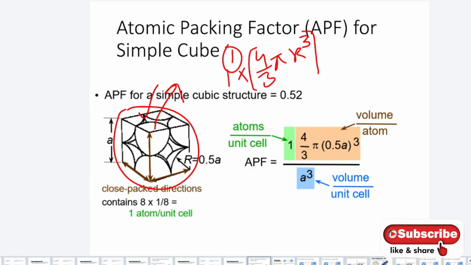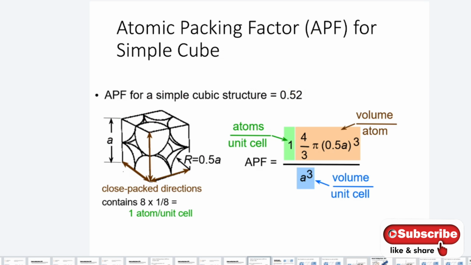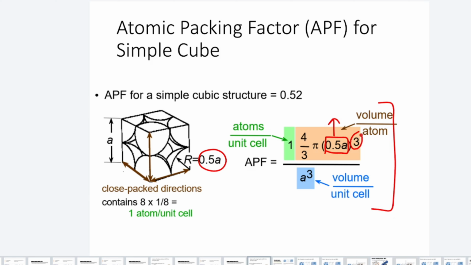So this gives us the volume of the atoms within the cubic cell divided by the total volume of the cubic cell. If one side is A and the structure is cubic, the volume will be A cube. You can see the whole thing written here. Here we have r cube, and we already found that R is equal to 0.5A. So instead of R, we put 0.5A and take the cube of 0.5A.